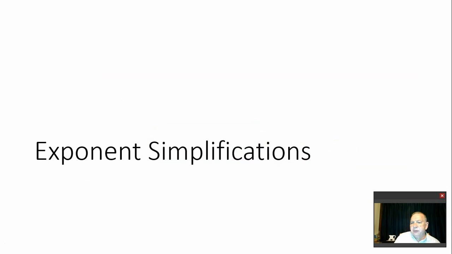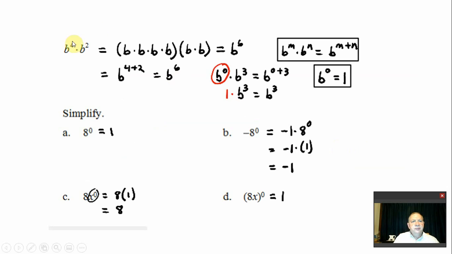So let's look at some exponent simplifications. Here's just some examples of some of the things that we've talked about so far. I want to multiply b to the 4th times b squared. There's my 4 of these, 2 of these. So how many have I got? 4 plus 2 gives me b to the 6th. So b to the m times b to the n is just b to the m plus n. There's our quick little rule. If I've got b to the 0 times b to the 3, b to the 0 is just 1. 0 plus 3 is still just b to the 3. b to the 3rd power.